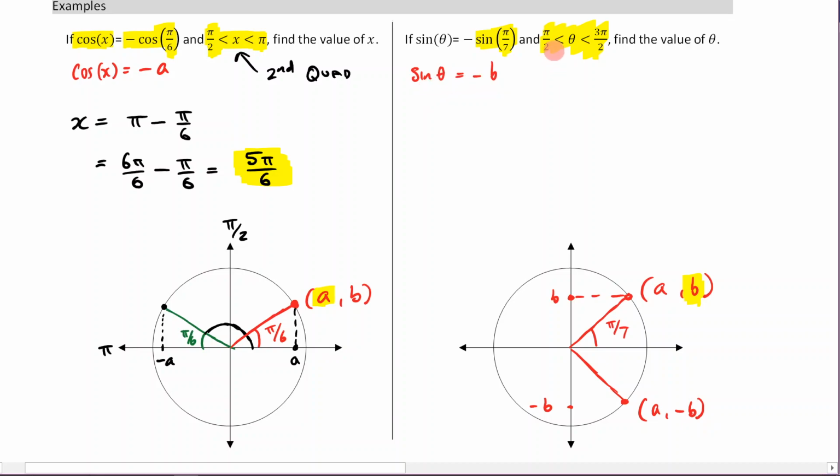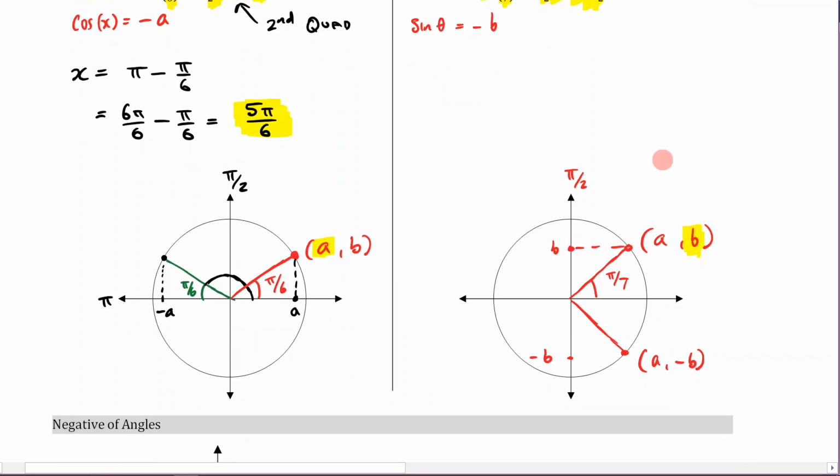And now here's the important part. It has to be within the domain of pi on 2 and 3 pi on 2. I know that pi on 2 is here. I know that 3 pi on 2 is here. So that means my angle needs to be between here and here.